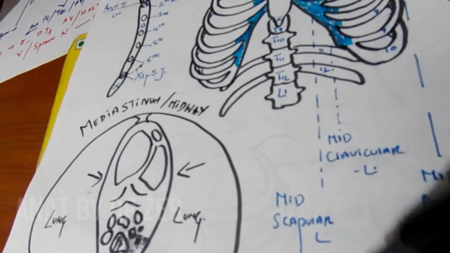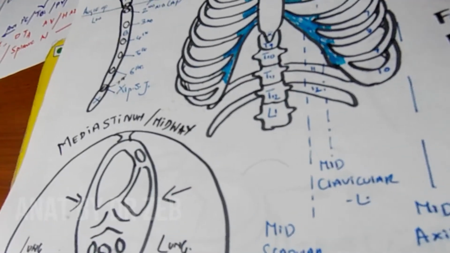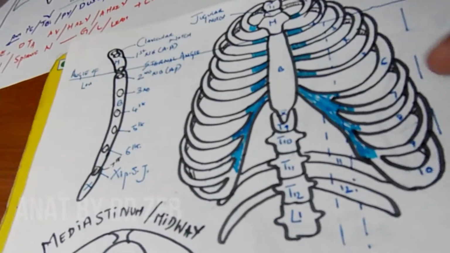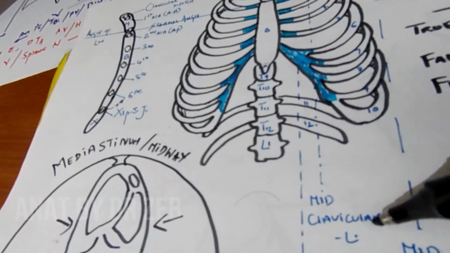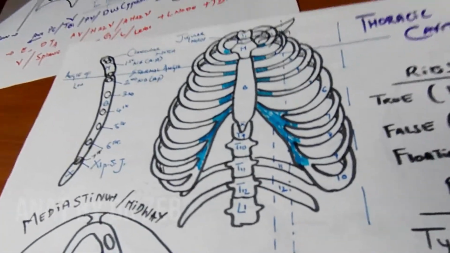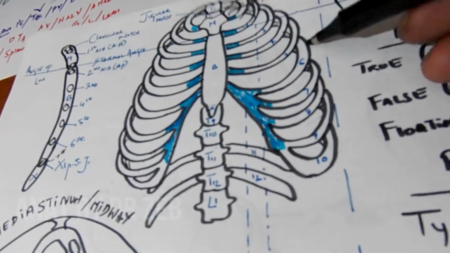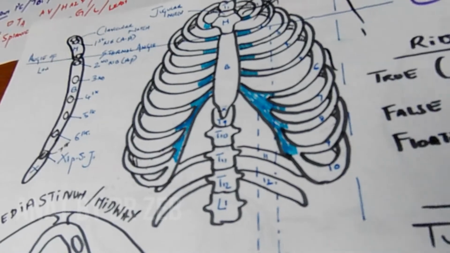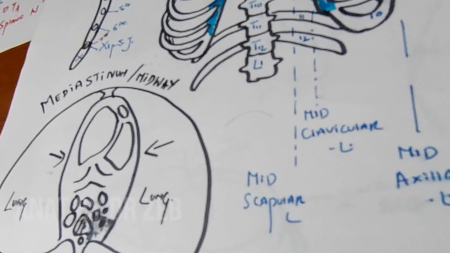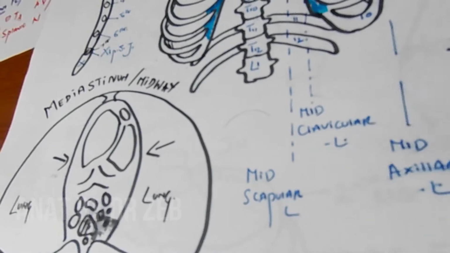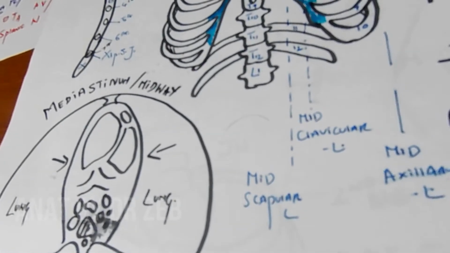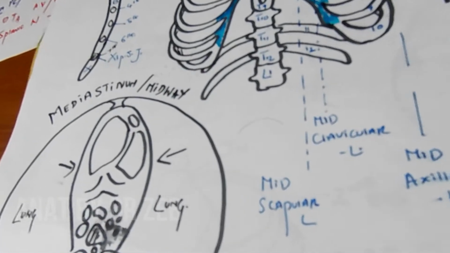which passes straight towards here, and next to that is where the clavicle bone articulates with the sternum to form the sternoclavicular joint. This line is called the mid-clavicular line, and here, where the person's arm would have rested, this axillary part, is the mid-axillary line. Three lines pass here. Please remember the mid-scapular line, mid-clavicular line, and mid-axillary line. Very important later on when we are studying the mediastinum.